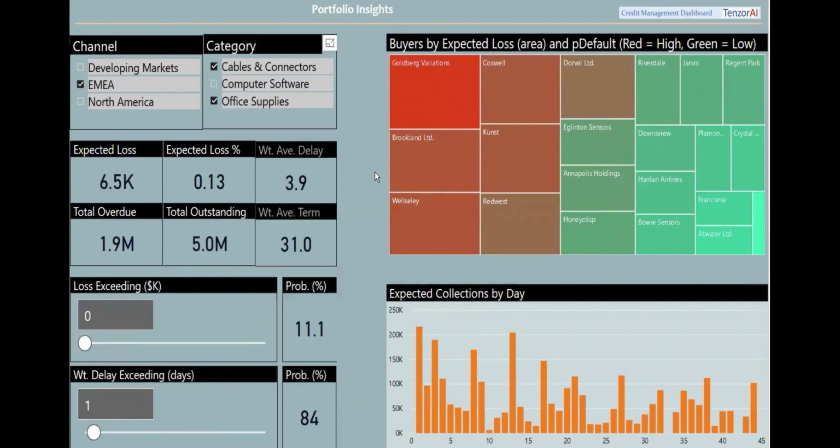So what we see, this is something that should be in front of the treasurer, in front of the top management all the time. This is the answer: what are my risks in my portfolio?